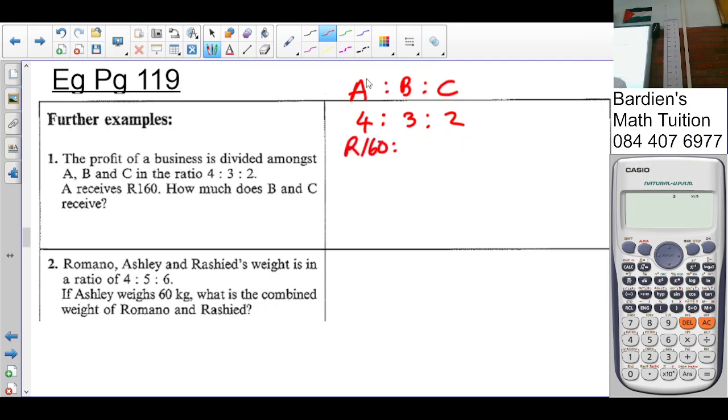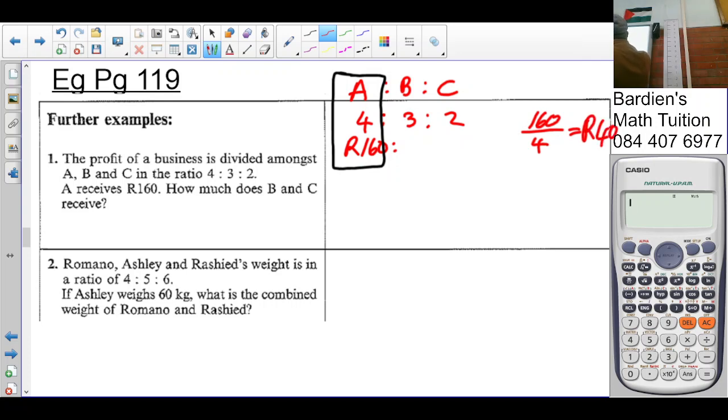They want to know how much B and C receive. So that belongs only to A. So what do I do with that? You can say 160 divided by 4. 160 divided by 4 is 40 rand per unit.